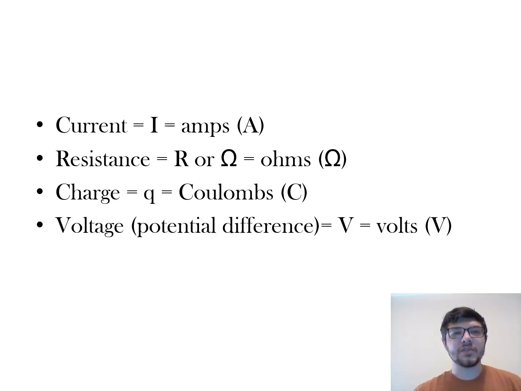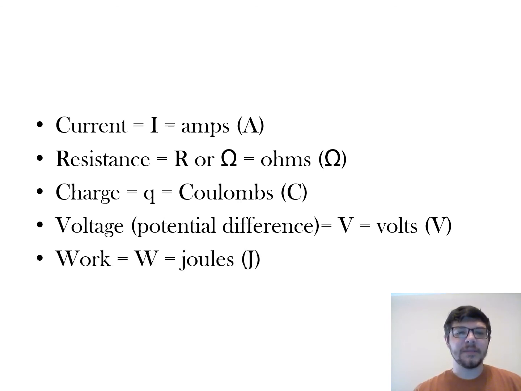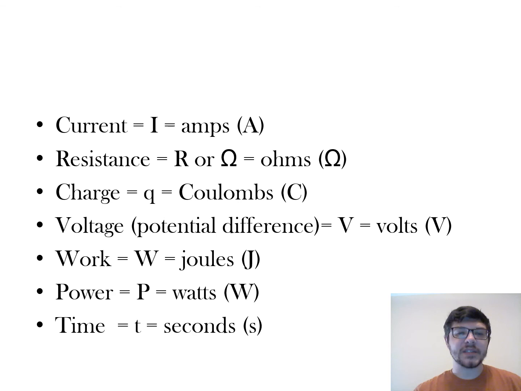Voltage or potential difference is in volts, with V. Work, represented by W, is in joules. It's energy. Power, which is P, is in watts, W. Time, little t, is in seconds, which we usually abbreviate with s. And then energy is also going to be joules. Energy will be shown by E.